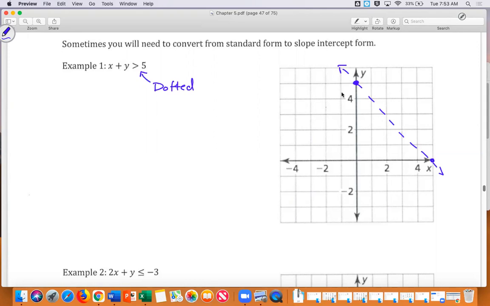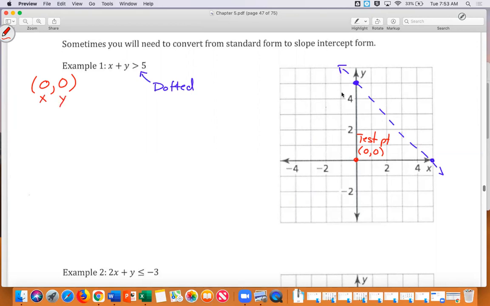To determine which side we are going to graph, we pick a test point. If the test point holds true, we shade on that side of the graph. If it's false, we shade on the other side. The test point I always try to pick is 0, 0, because it's easy to add zeros and multiply by zeros. Things just kind of go away.